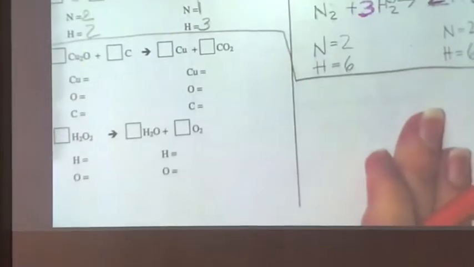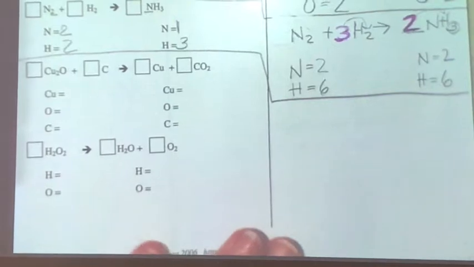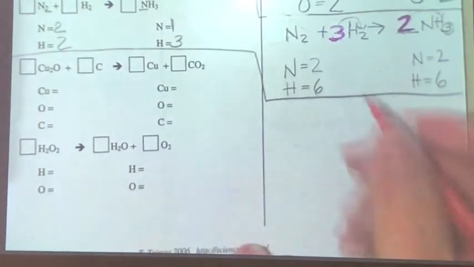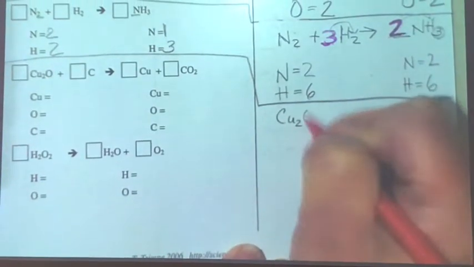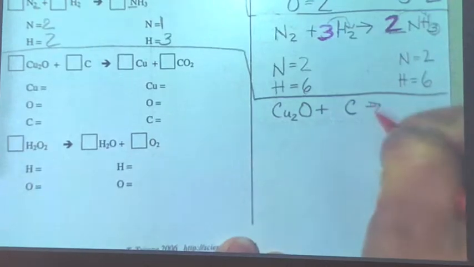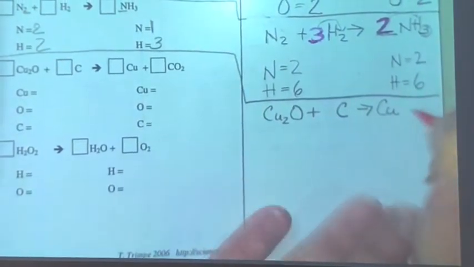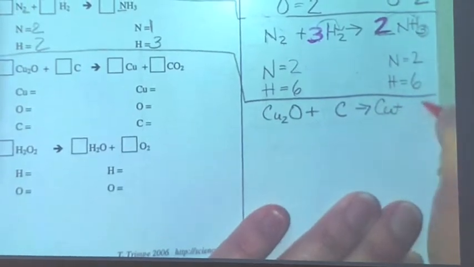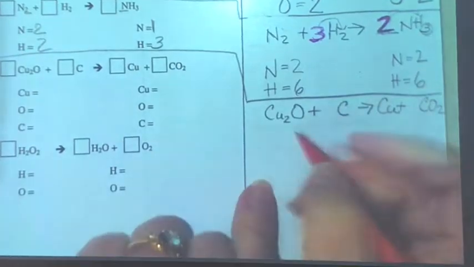All right, one more. Let's try this: Cu2O plus C. Now, rewriting the equation on this side, yields. Somebody look up in your periodic table what Cu is. All right. Okay, so let's go.